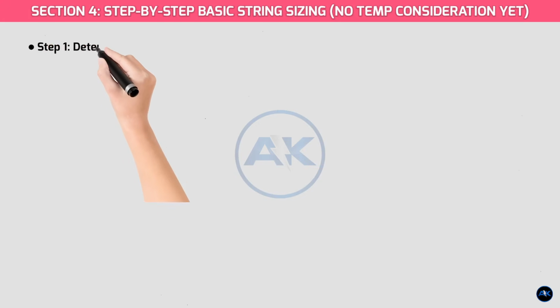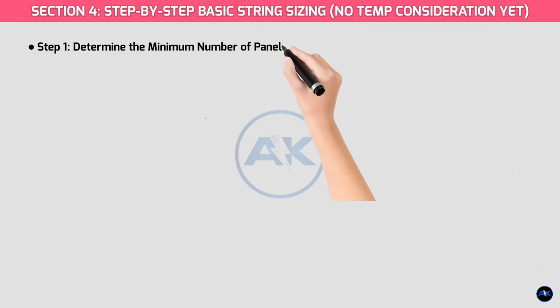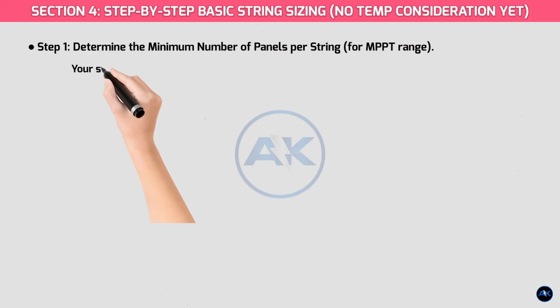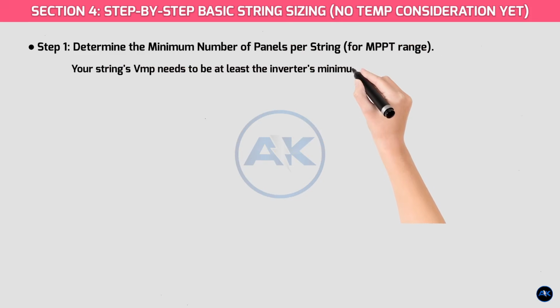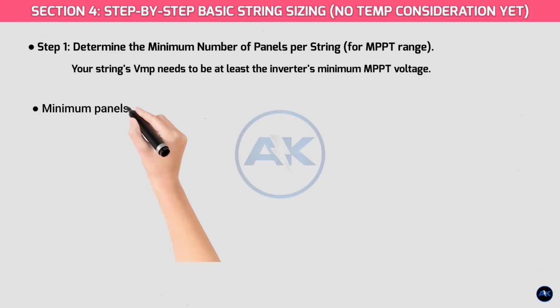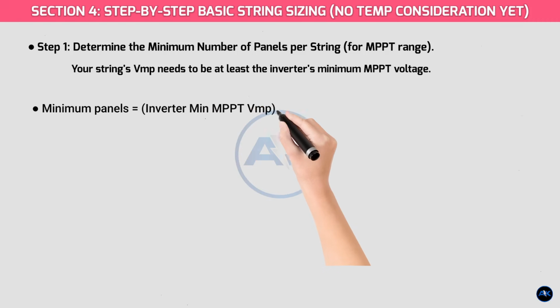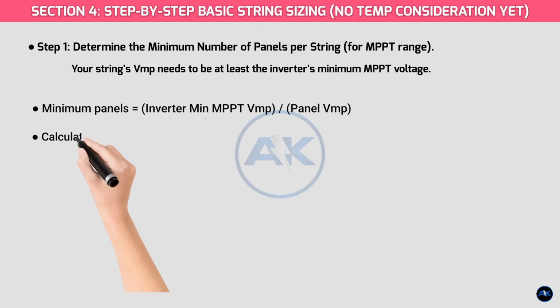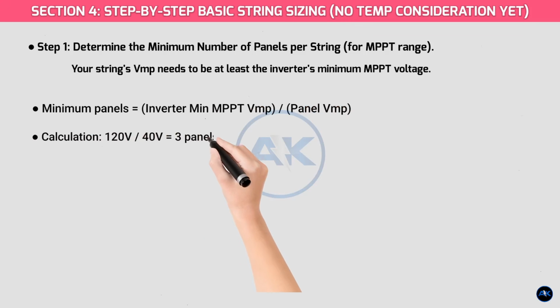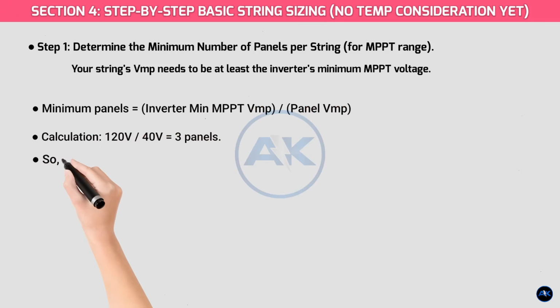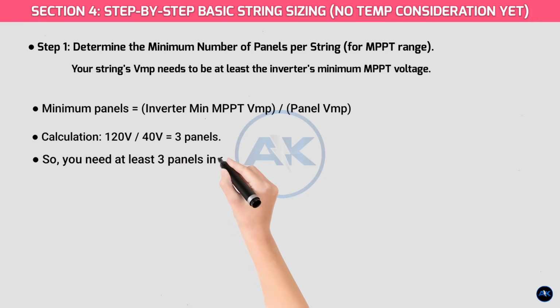Step 1. Determine the minimum number of panels per string for the MPPT range. Your string's VMP needs to be at least the inverter's minimum MPPT voltage. Minimum panels equals inverter minimum MPPT voltage divided by panel VMP. Calculation: 120 volts divided by 40 volts equals 3 panels. So you need at least 3 panels in a string.